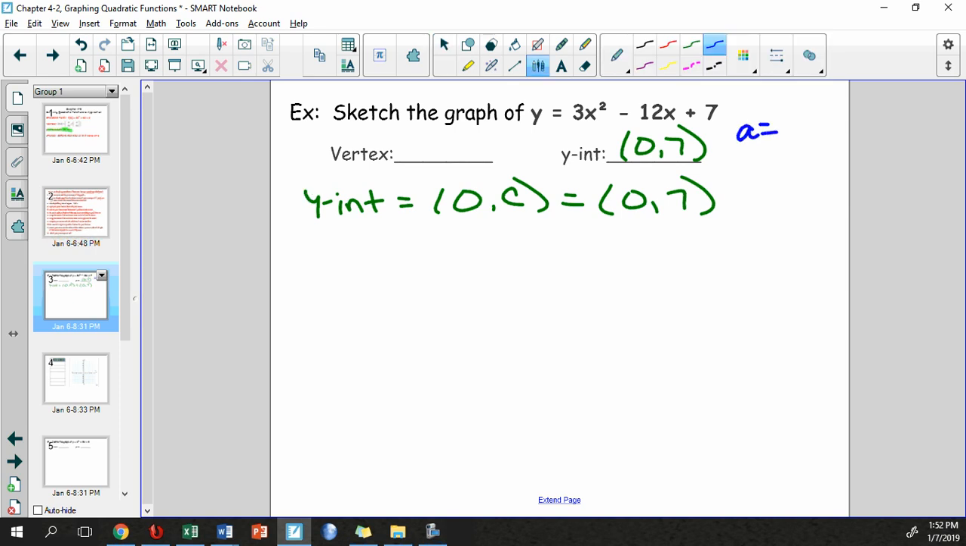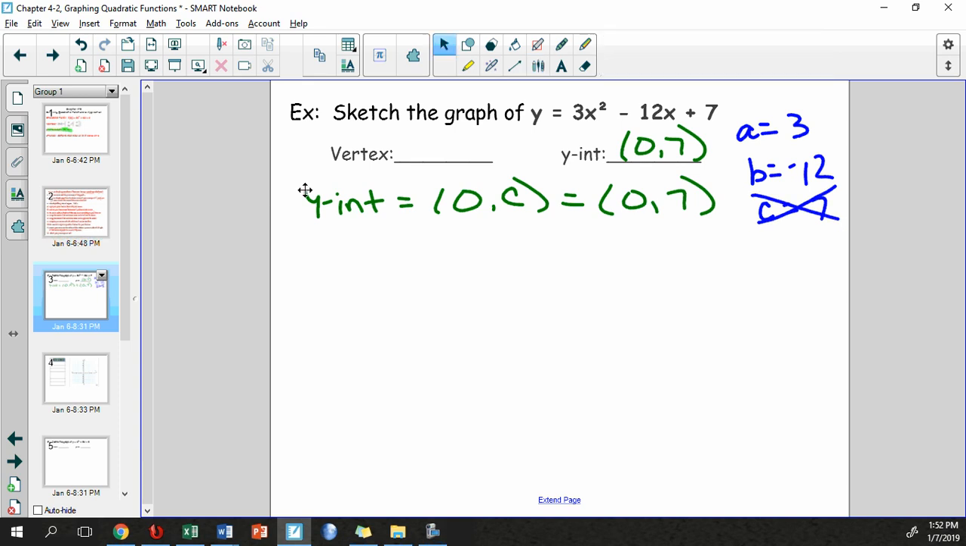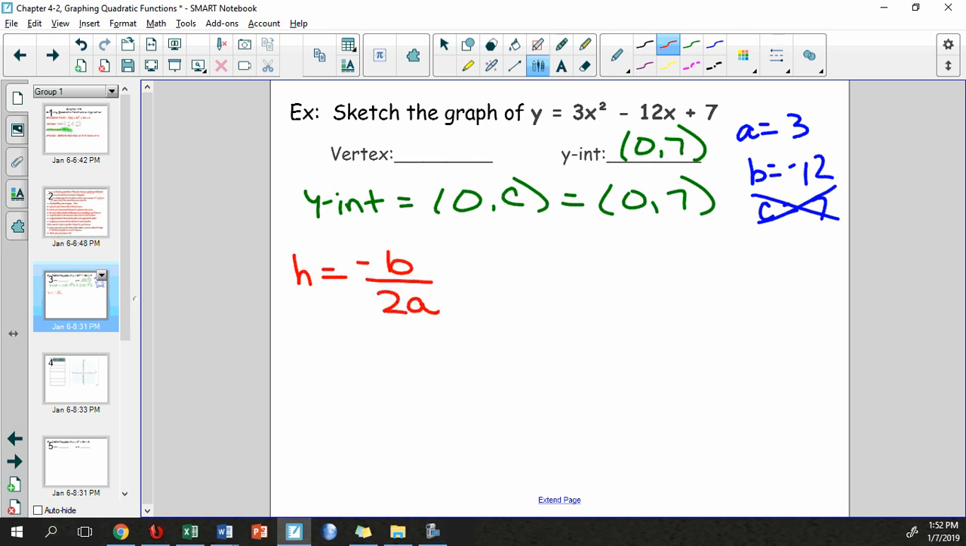The next thing I need you to do is identify a, b, and c. What is a? 3. What is b? And c is 7. Correct? We've already used the c. That was our y-intercept. Now we're going to use a and b. I want you to find h. h is found by taking negative b over 2a, correct?